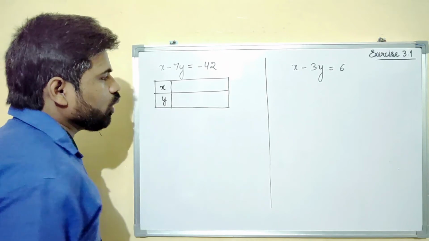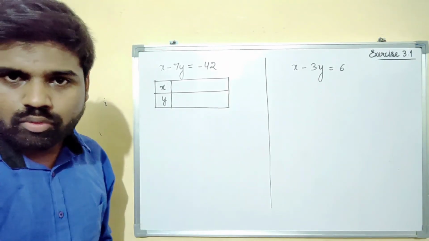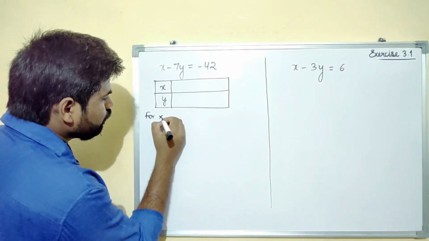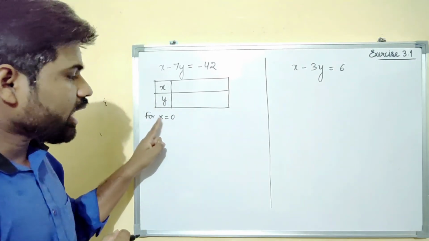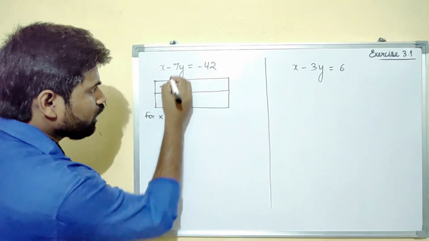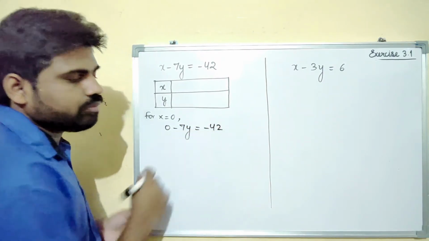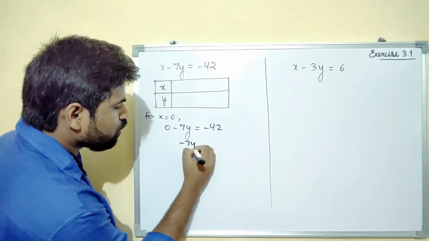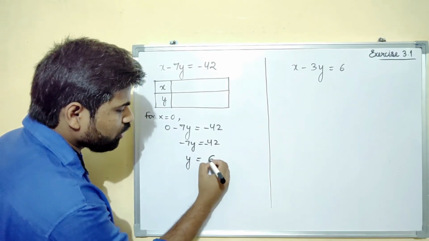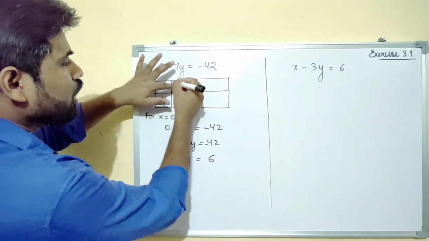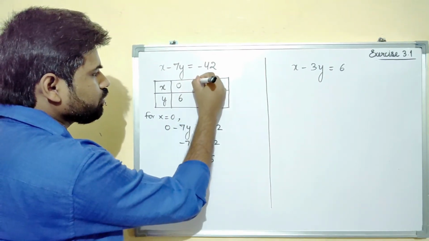x, y. So I am putting the value of x as 0. For x equals 0, you can put any value as I have already told you, right? For x equals 0, let us find the value of y. 0 minus 7y equals minus 42, right? Minus 7y equals minus 42 and y will be equal to positive 6, right? That means when I put the value of x as 0, I got the value of y as 6.